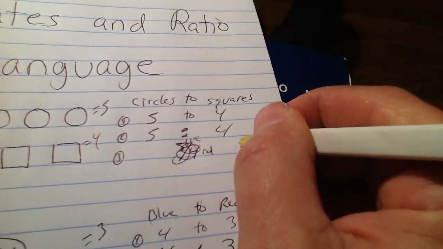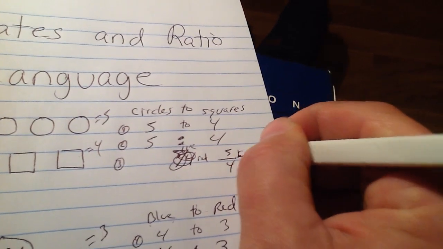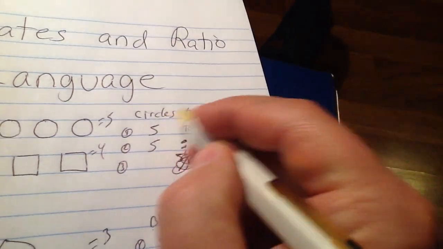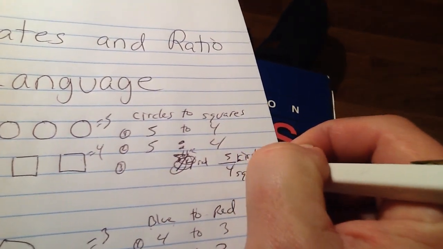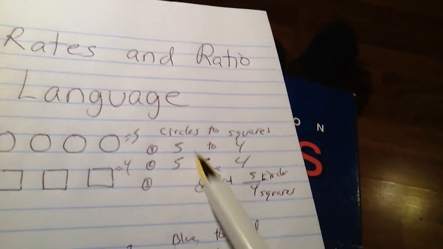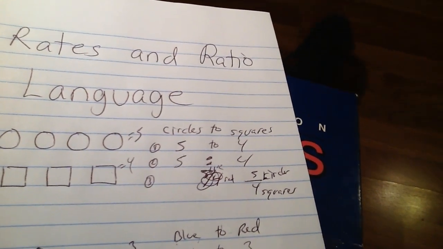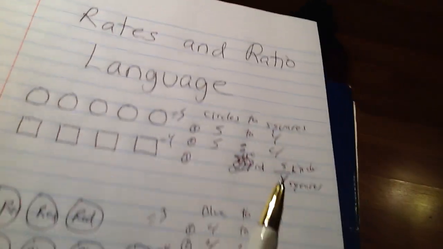It's 5 to 4, 5 circles, 4 squares. Okay. So whatever is called first goes first. 3 different ways to write it. I don't know where I got the blue at. I'm just thinking there. All right.